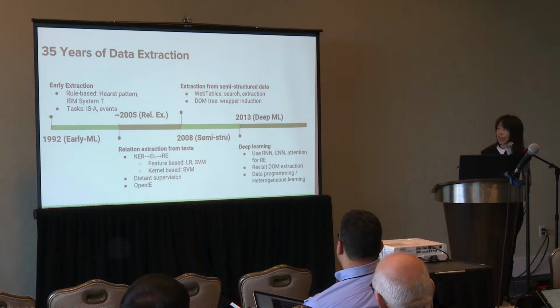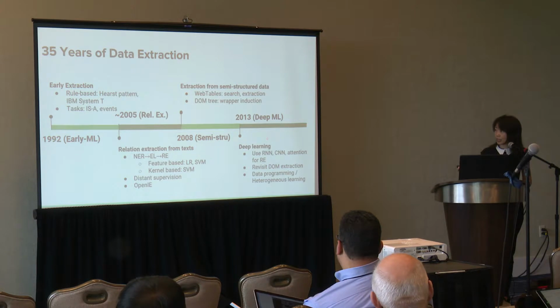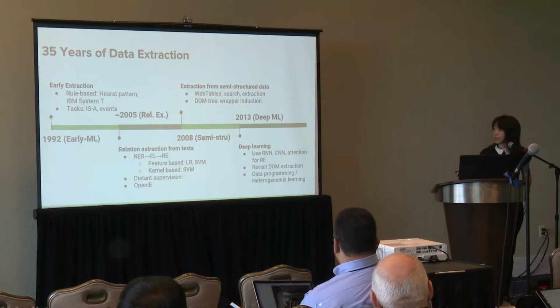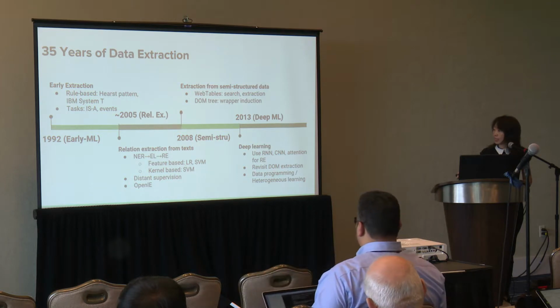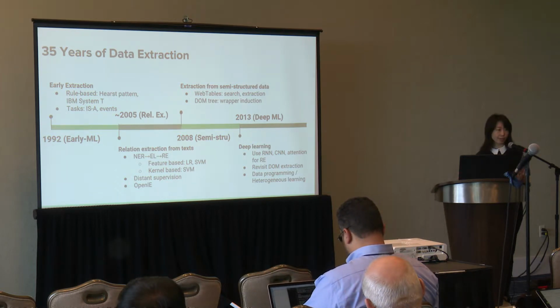In 2008, there started to be a lot of semi-structured extraction work, including web tables, which are used to support search extraction, and also extraction from DOM trees, which is called wrapper induction. Starting from 2013, people are using deep machine learning to solve the extraction problem, using all of the advanced neural network attention techniques for relation extraction. And people are revisiting DOM extraction, and also data programming and heterogeneous learning. These are invented to further solve the lack of training data problem.